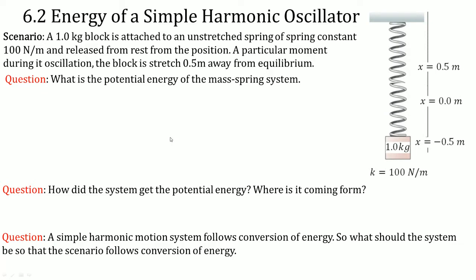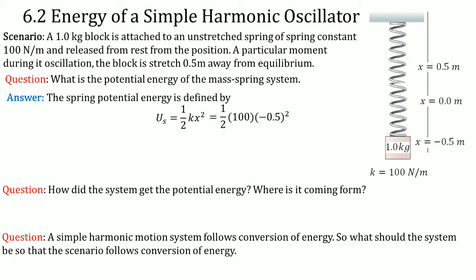The answer is going to have us take a look at the spring potential energy, which is defined by U_S equal to 1/2 kx squared. The x value here is its displacement value, which is 0.5. It does not matter if you plug in negative 0.5 or 0.5 because of the squared. You're still going to get the same value, which is going to be equal to 12.5 joules. That is the spring potential energy.